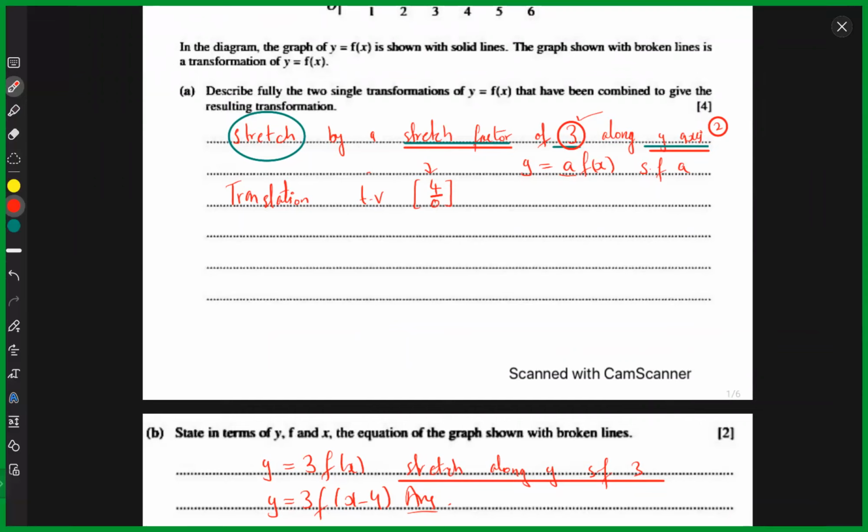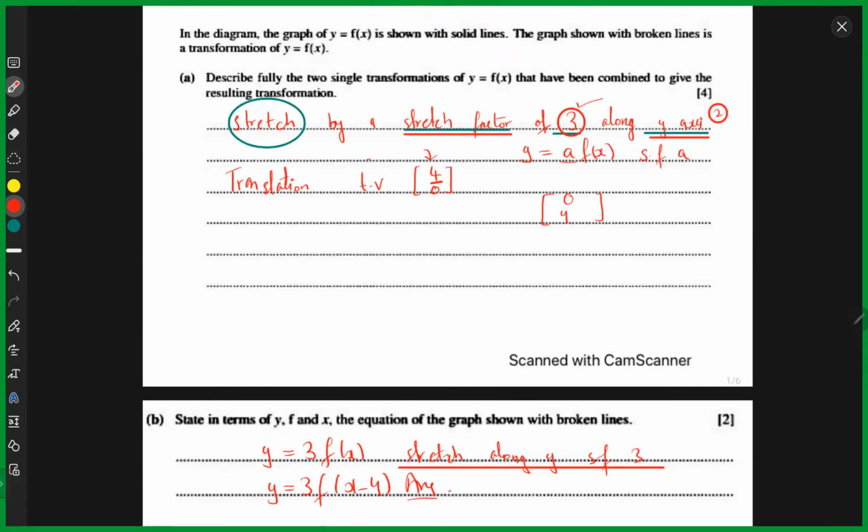Miss, if it was like going up and down, then we'll be writing 3f of x in the bracket and the translation like 0 and a. Miss, you're saying if it was 0, 4? Yes, Miss.